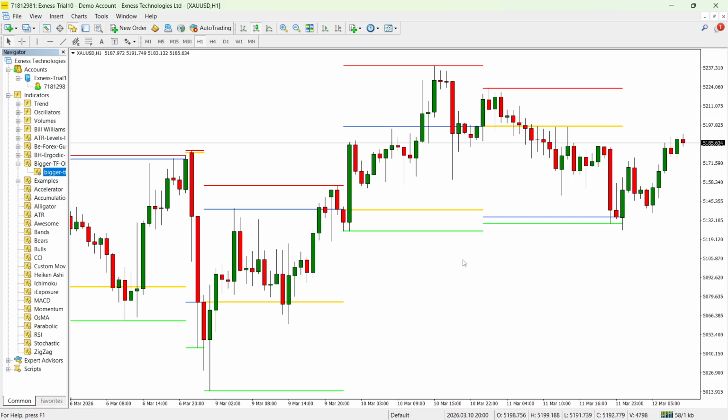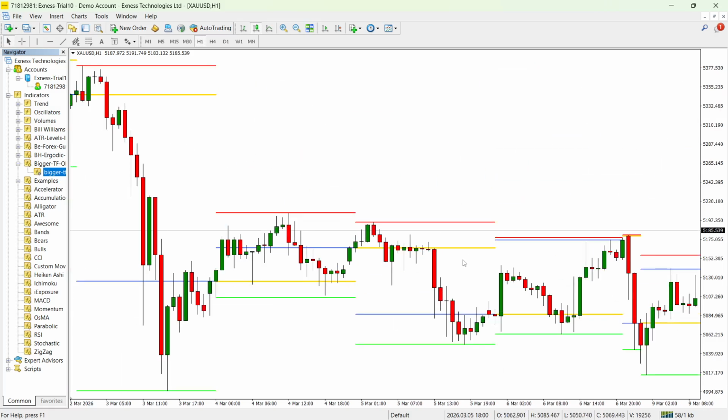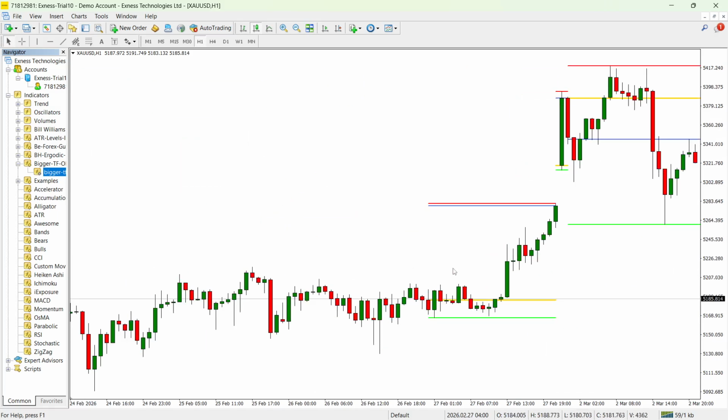It offers a simple but powerful way to keep higher time frame open, high, low, and close levels in view while you trade intraday moves.